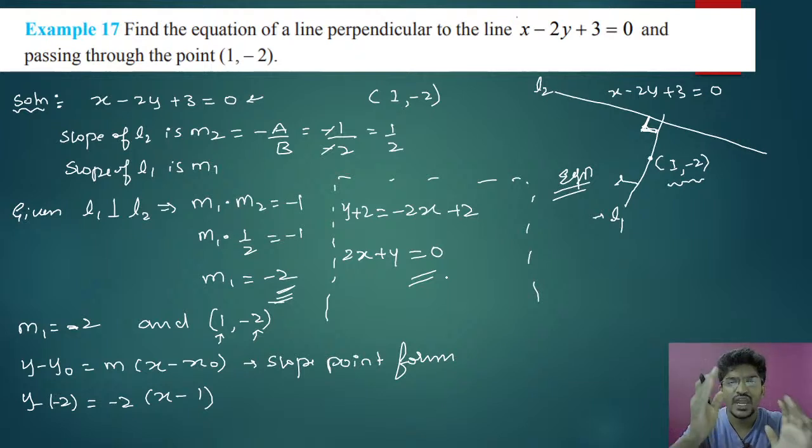First, we have to find the slope of line 1. The point is already given. So using that m1 and the point, we have to find the required equation using slope point form, y minus y naught equal to m into x minus x naught, where x naught and y naught are 1 comma -2. You put in the required terms and you get the equation 2x plus y equal to 0. That will be your required answer. Clear?